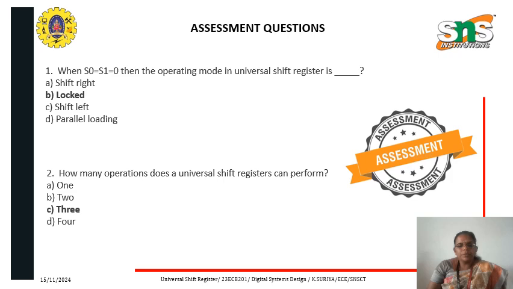How many operations can this universal shift register perform? The options are 1, 2, 3, 4. The universal shift register can perform shift right, shift left, and parallel load. So here the answer is 3.